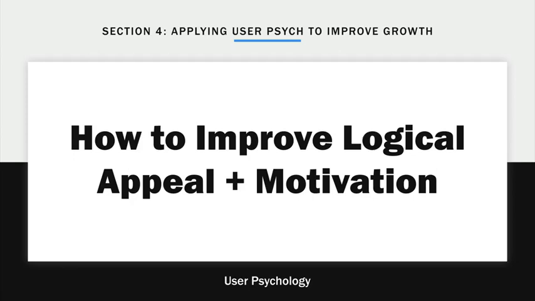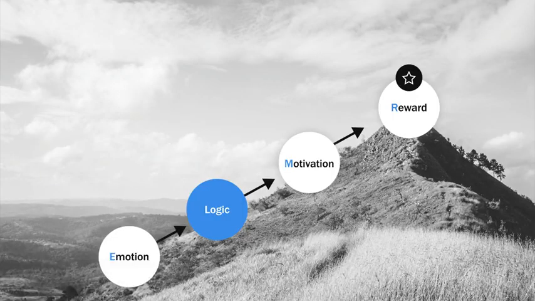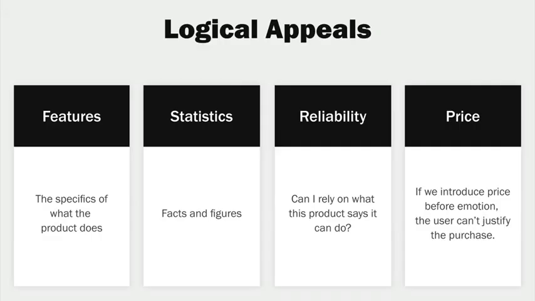Now that we've talked through how we tap into and improve the emotional elements, let's talk through how we improve the logical appeals. As a reminder, there's 4 different types of logical appeals. Features, about what the product does, statistics, facts and figures, reliability, as well as price.